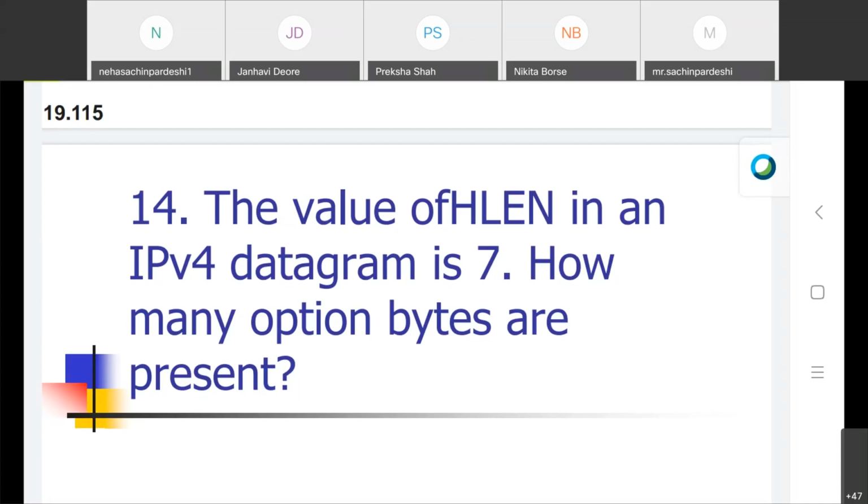So header length is 28. How many option bytes are present? So header length is 28. So 20 is the actual header length if no option is there. So 28 minus 20 is equal to 8. So what is the size of the option field? That is 8, because the actual header length is 20. So 28 minus 20 is equal to 8.